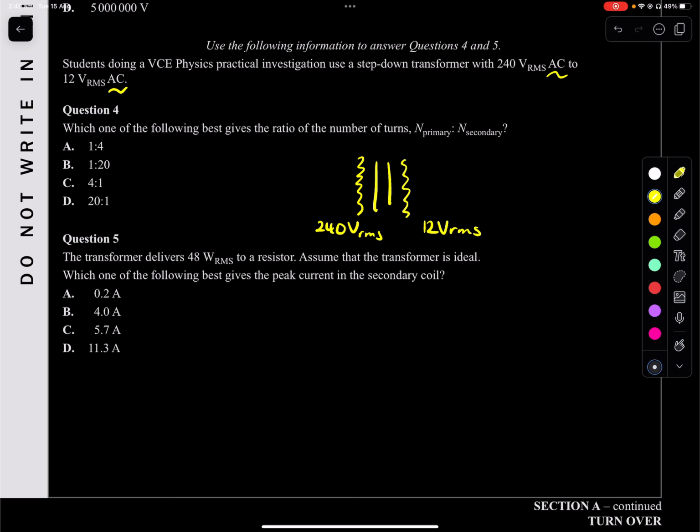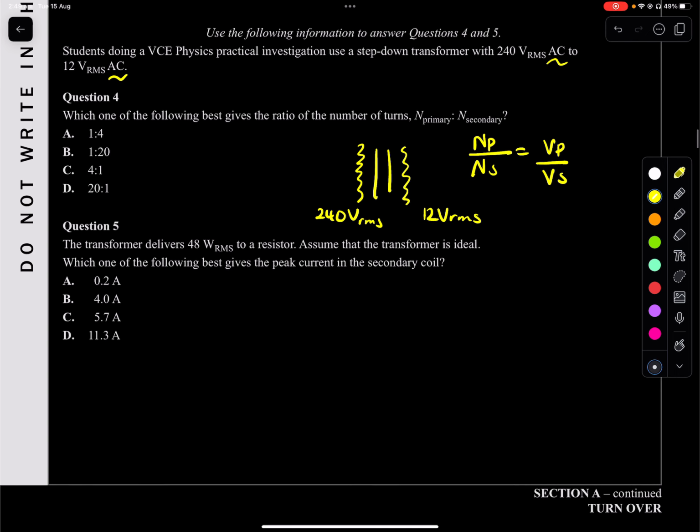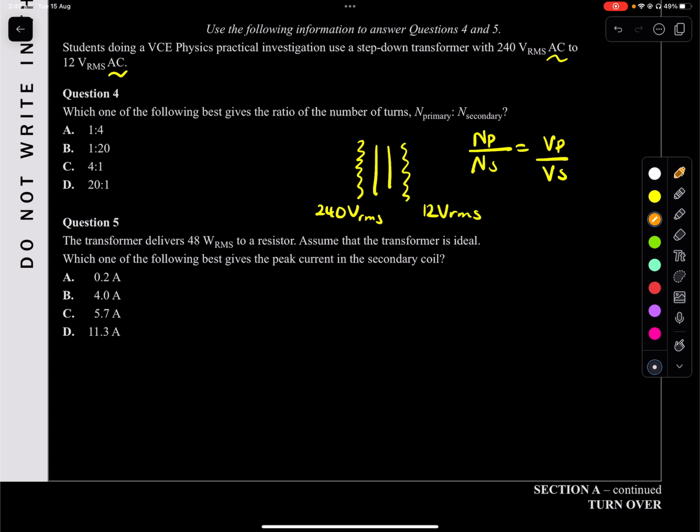Well, we know that your N primary over your N secondary is equal to your voltage primary over your voltage secondary. So what does that mean? Well, if this is your NP, and this one over here is your NS, because this is your secondary, it's pretty much the same.